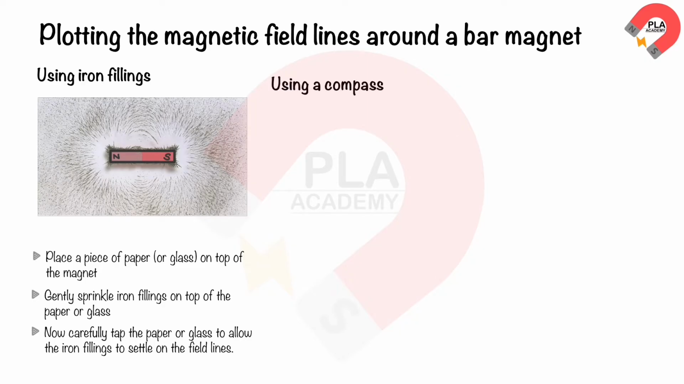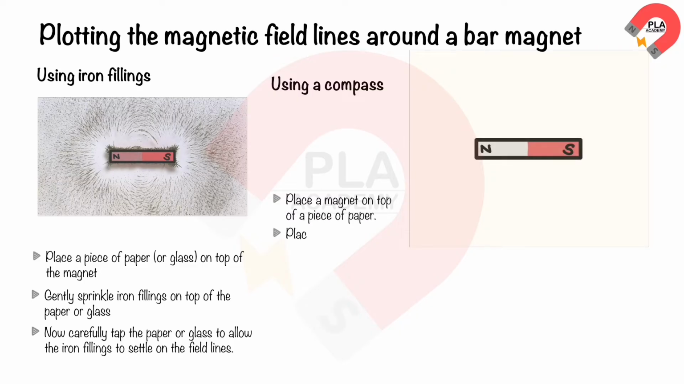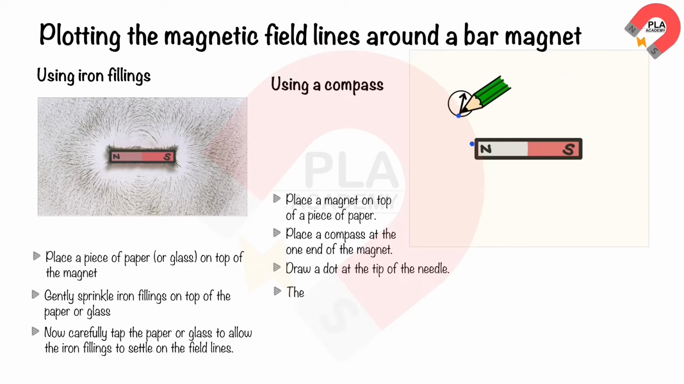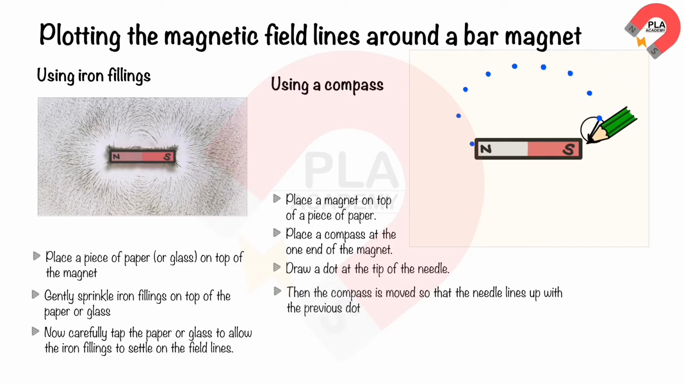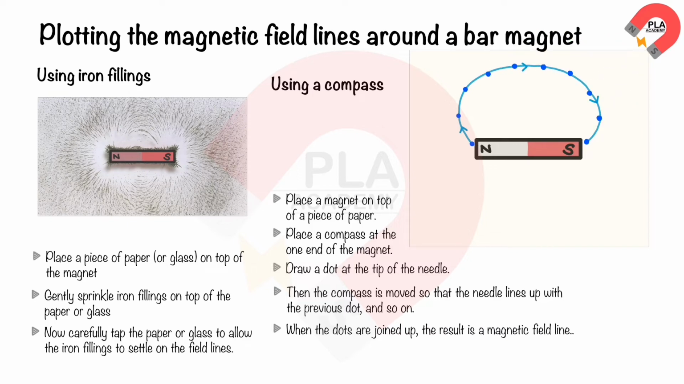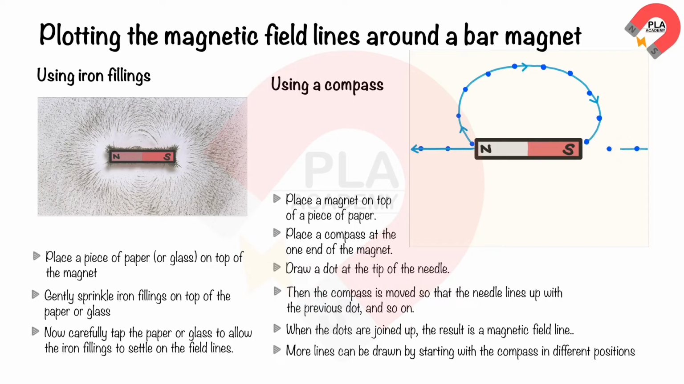Using a compass: place a magnet on top of a piece of paper. Place a compass at one end of the magnet. Draw a dot at the tip of the needle. Then the compass is moved so that the needle lines up with the previous dot, and so on. When the dots are joined up, the result is a magnetic field line. More lines can be drawn by starting with the compass in different positions.